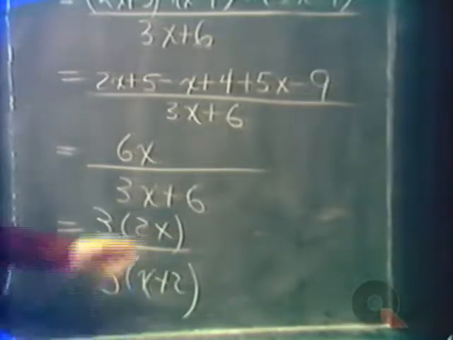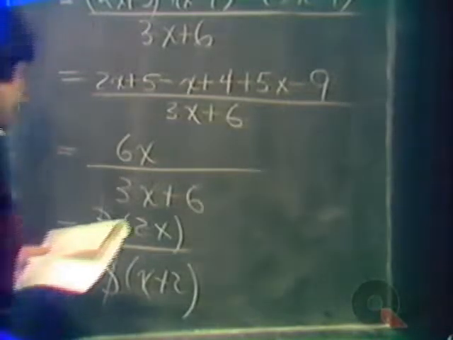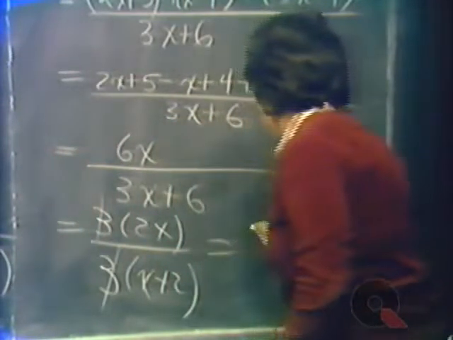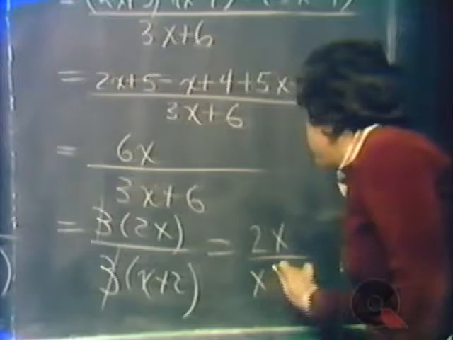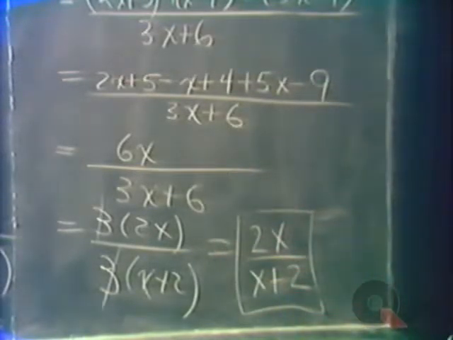And we have our ak over bk. We can cancel the 3's here, leaving us with 2x over x plus 2. And this is as far as we can go on this one.